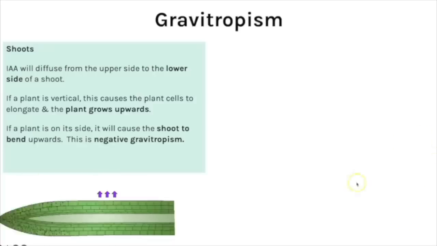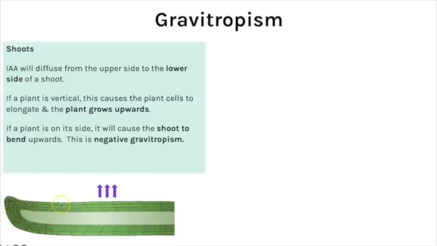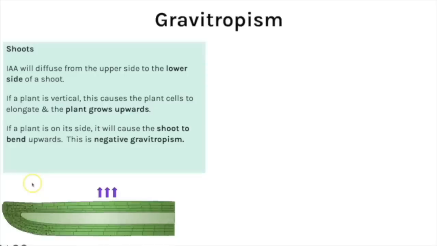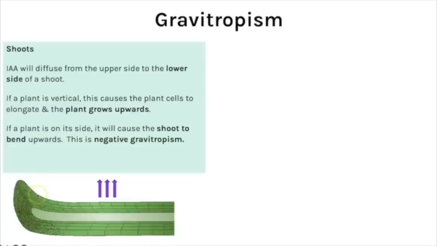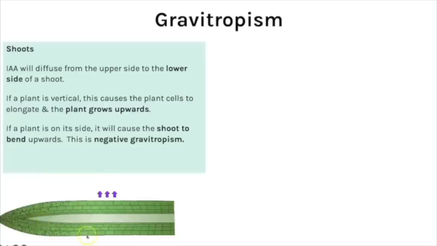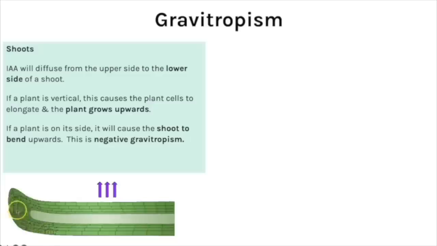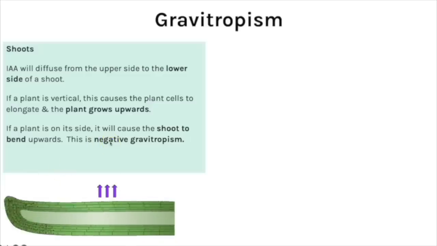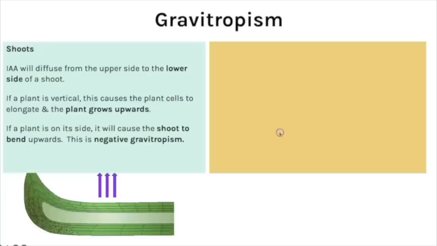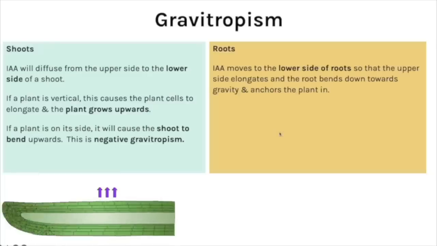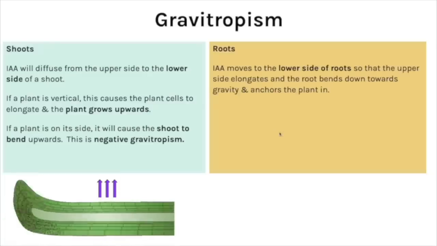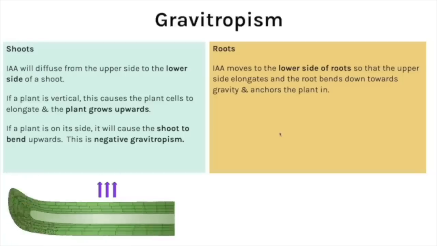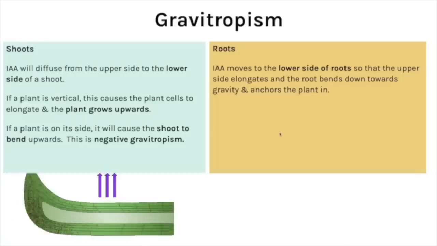Now the image we can see down here is if a shoot was on its side, and that will cause the shoot to bend upwards, and that's because the IAA diffuses down, the cells on the lower side will elongate, and that is why it's bending up. And this is against gravity, so that would be an example of a negative gravitropism. Now in the roots, IAA moves to the lower side of the roots also, and that would cause the upper side to elongate and the root will bend down towards gravity.